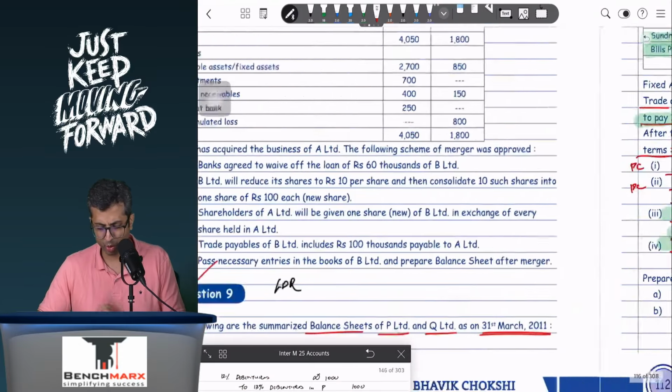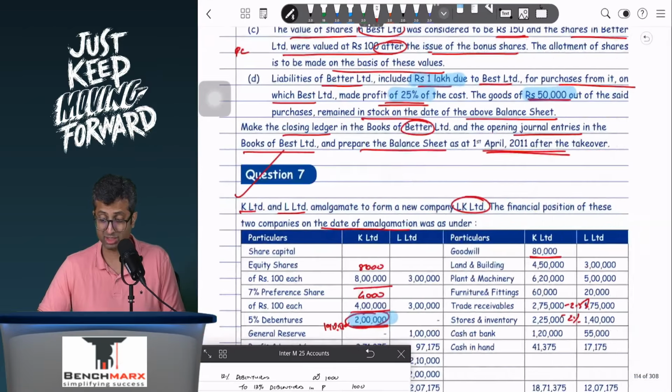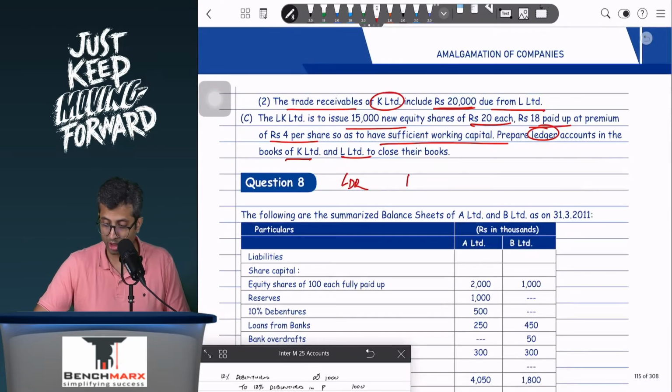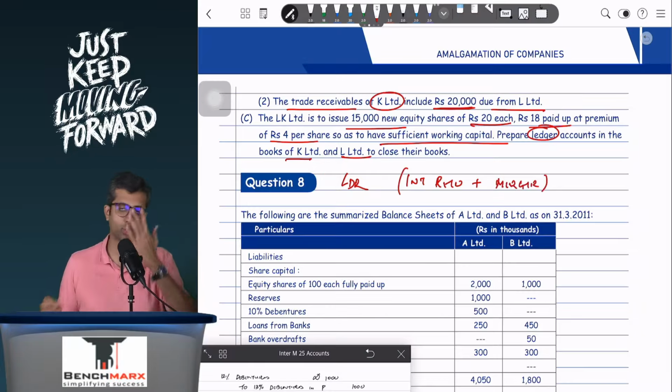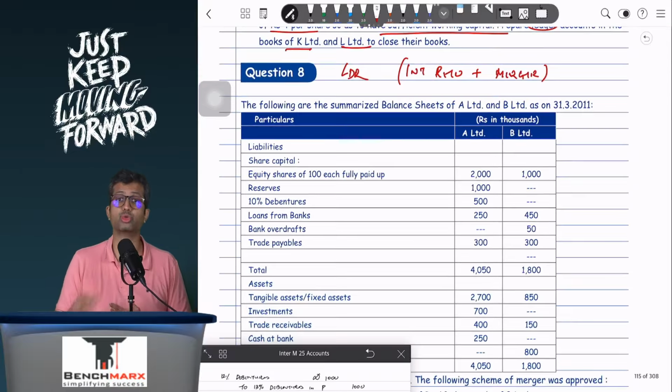Now before you proceed further, let us wrap up question number 8, which was a sum total of internal reconstruction and of merger. If you have not done internal reconstruction, probably you can come back to this question after internal reconstruction is done. But if you have done it, what happens in case of internal reconstruction? There's usually a capital reduction.